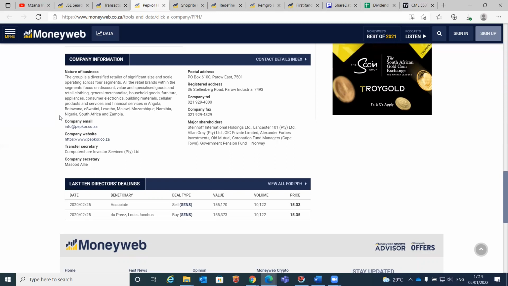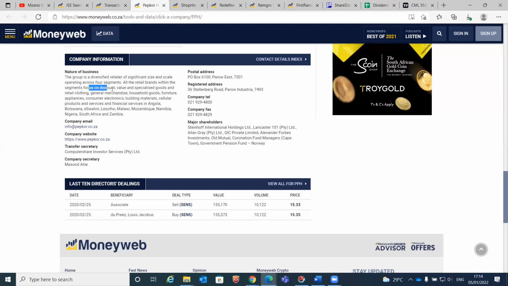But Pepkor, the way that you know it, they own Pep Store, they own Ackermans. Well, Pep Home is a new company. We just know Pep as it is. It's low-cost retail for most people. It's targeting low-income earners, so we know what they stand for. They also own F.I.R.E Corporation. At some point, they owned John Greig. I don't know if John Greig is still a store today, but they are different companies.